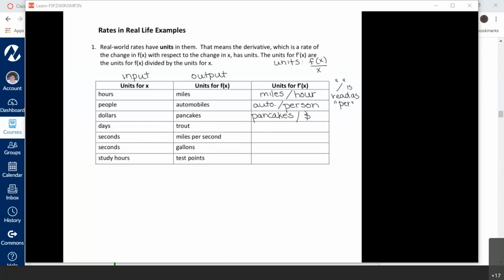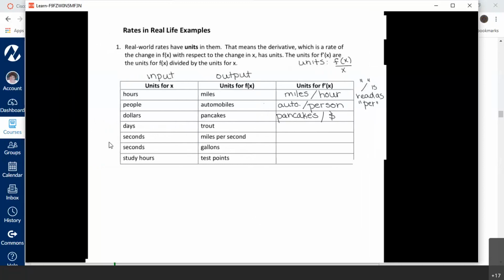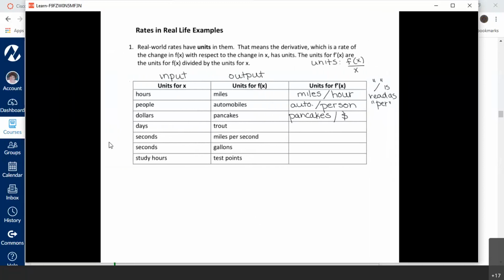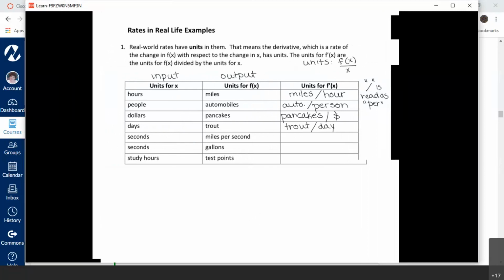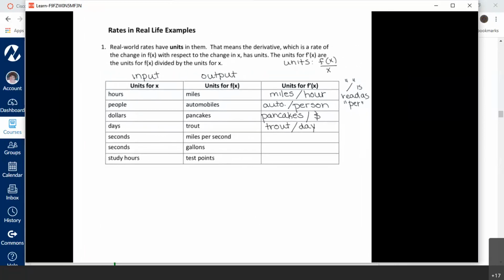Somebody else want to give it a try? What are the units here? Isn't it gonna be like trout per days? Yep, output trout per days. Trout is one of those weird words that's singular and plural. We don't say trouts. It's trout for one fish and trout for a bunch. Okay, so how many trout can you catch per day? Okay, how about the fifth one?